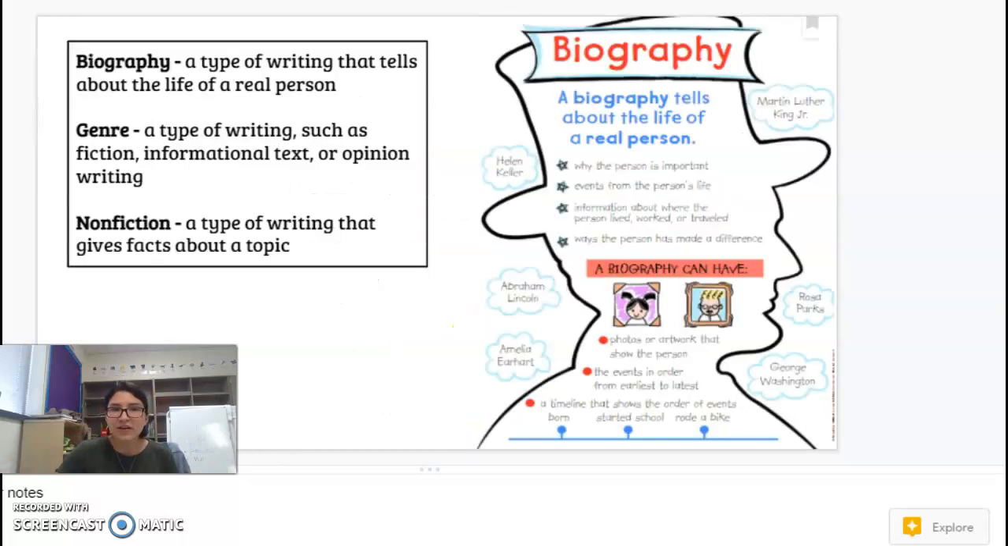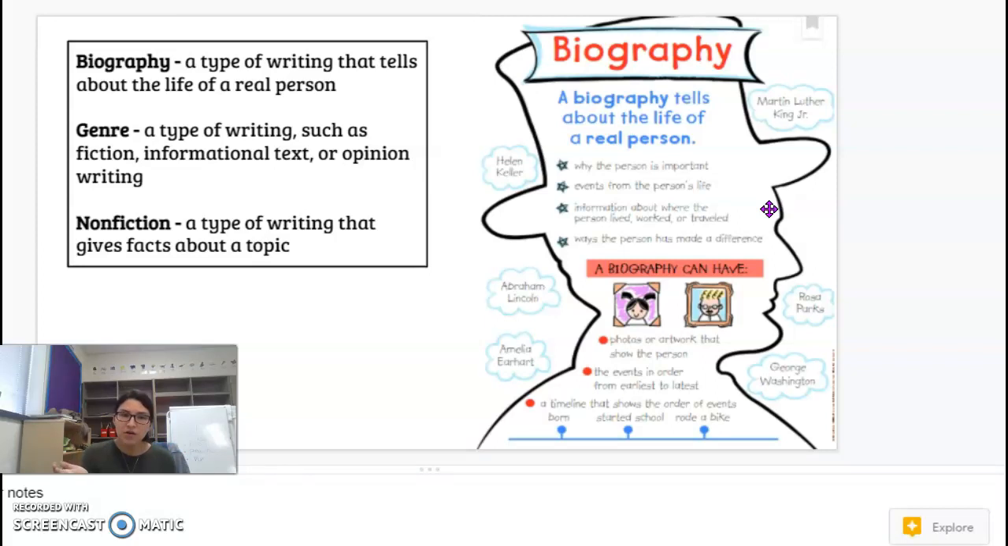Let's go ahead and quickly go over biography. Biography tells about the life of a fake person or real person. A real person tells us why the person is important, events from the person's life, and then information about where the person lived, worked, or traveled. And then the last thing it really goes over is ways the person made a difference in the world.